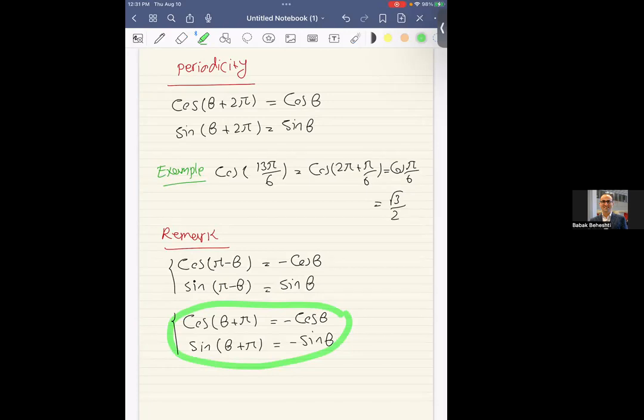You can memorize, but if this is theta, this guy is pi plus theta, right? So you see x and y both become negative here. That means cosine and sine both become negative. But here is pi minus theta. Sine is the same, the y coordinates are the same, but the x coordinate becomes negative. Good.